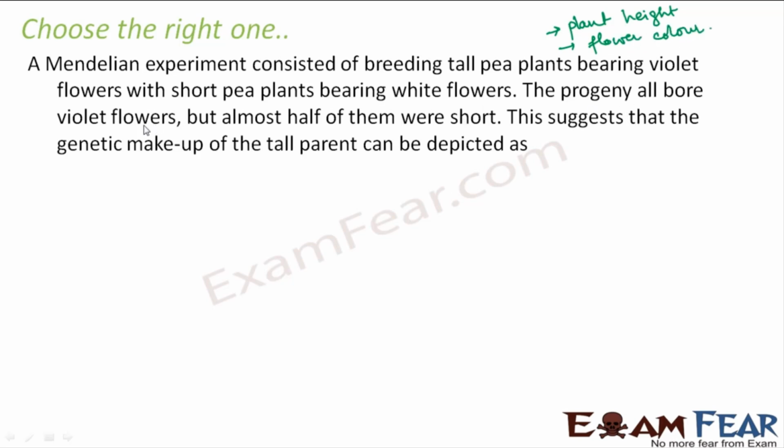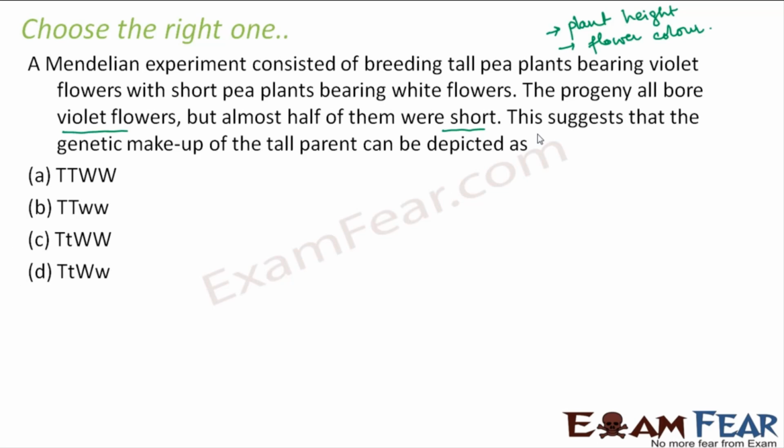The progeny all bore violet flowers, but almost half of them were short. So what was the generation which was produced? The output was that all of them had violet flowers, but half of them were short and the remaining half were tall. So this suggests that the genetic makeup of the tall parent can be depicted as which of these?